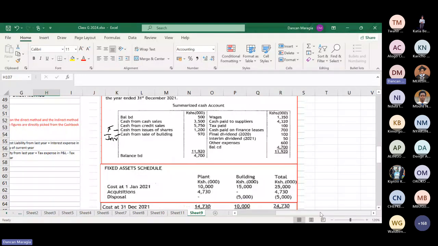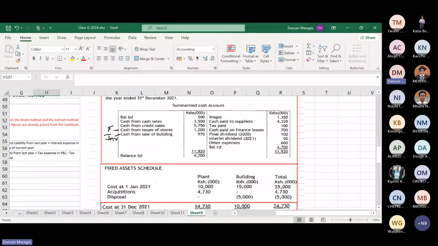So final dividend 2020 100, interim dividend 2021 50. Yes, so I'm not understanding where we are getting that 150. So because as per what... oh sorry, I'd cut you short. Kindly proceed, Mwalimu. So we have a final dividend of 100 and an interim dividend of 50.